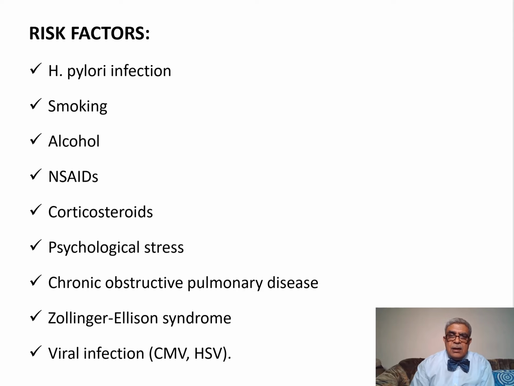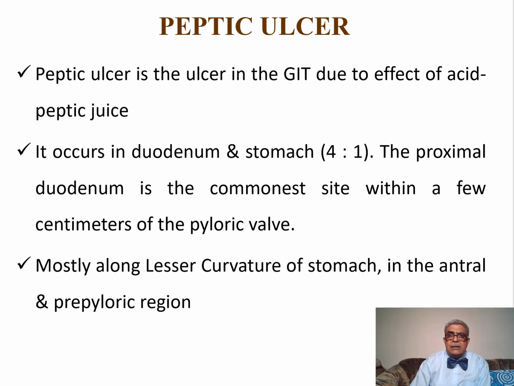Regarding psychological stress, a very important point is that under stressful conditions, gastric acid secretion is increased. Peptic ulcer is the ulcer in the GIT, and this is due to the effect of acid peptic juice. It occurs in the duodenum and stomach, and the ratio is 4:1.